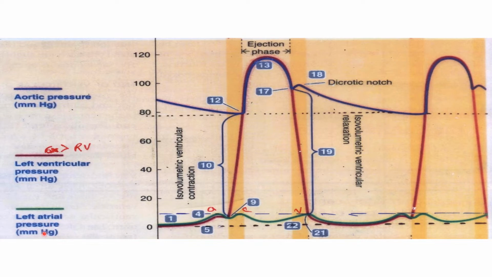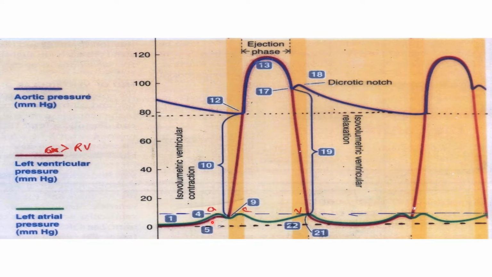Now we go on to left atrial pressure. The left atrial pressure is the green line. This green line, at the end of the ventricular diastole and the start of the atrial systole, is going up because the atria are filled with blood and that filled blood is now pumping forcefully into the ventricle. So that pumping force of the atria onto the blood increases the atrial pressure.